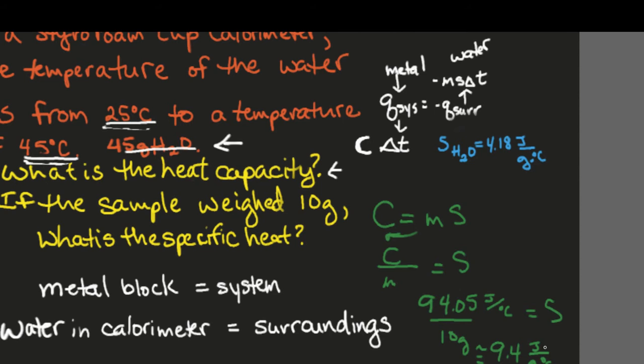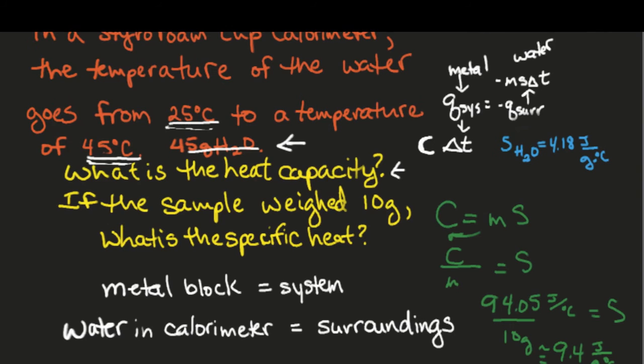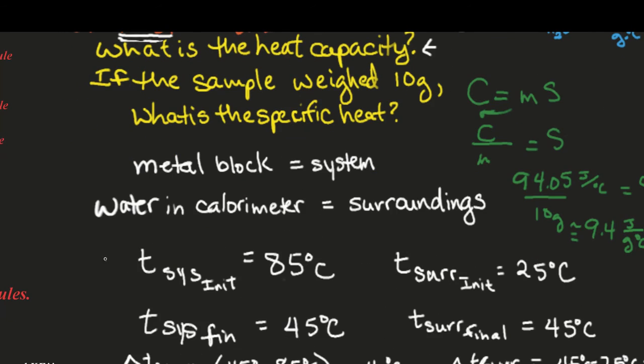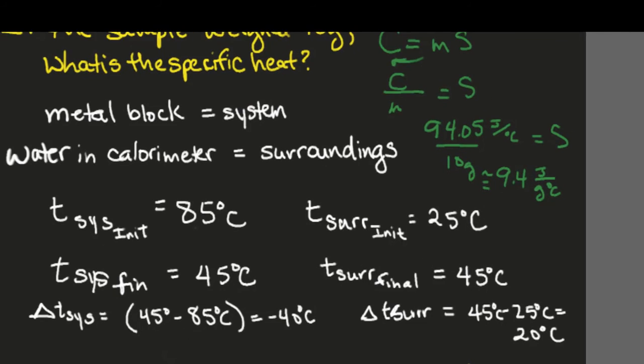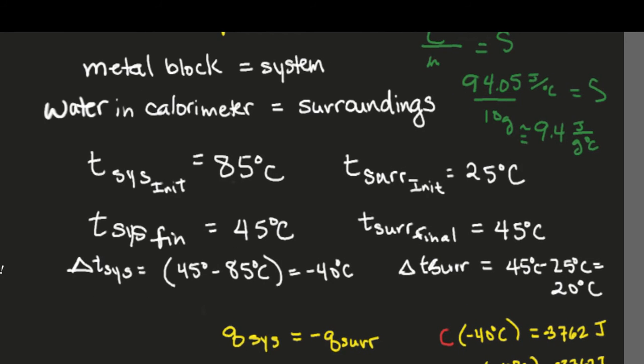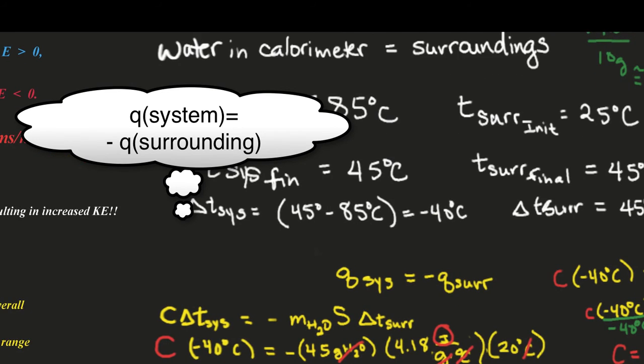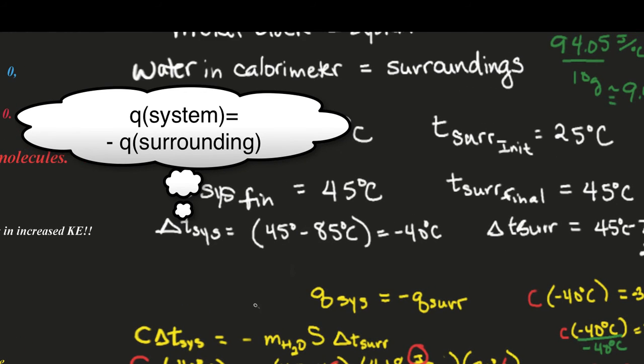All right, so I hope I've cleared up any confusion that you might have. Always just clearly label your stuff right off the bat. Figure out what your system is, figure out what your surroundings are. Then figure out what your initial temperature is and figure out what your final temperature is. After you do that, then calculate your delta T's, look up your specific heat or heat capacity that you need for your problem from your surroundings, in this case the water, and then just plug and chug. Okay? Again, this is the key part to this concept.